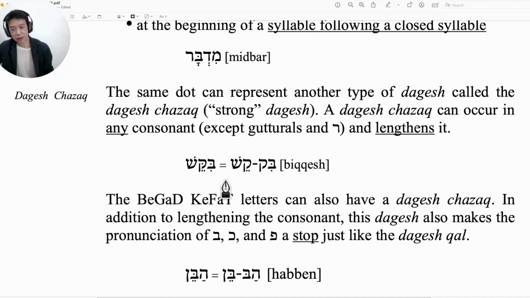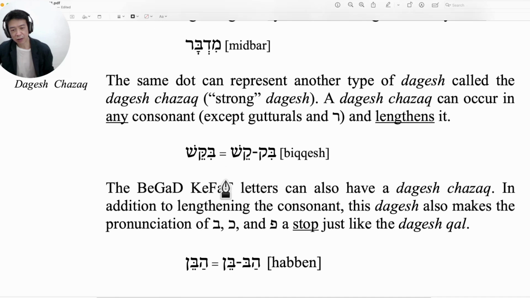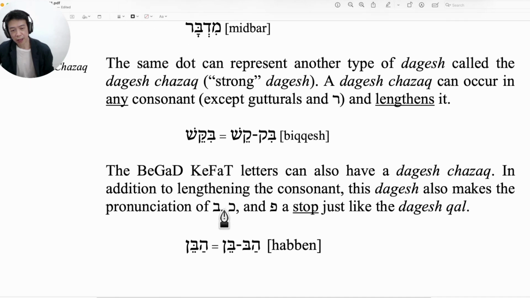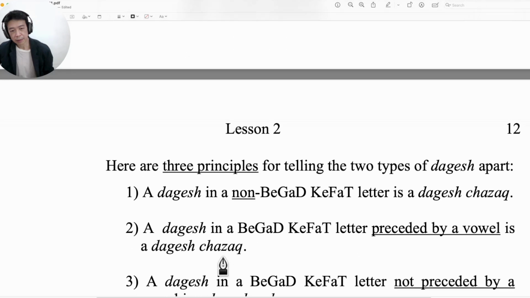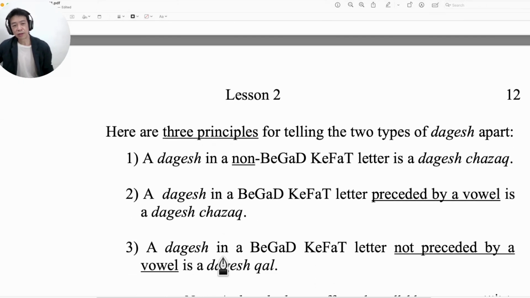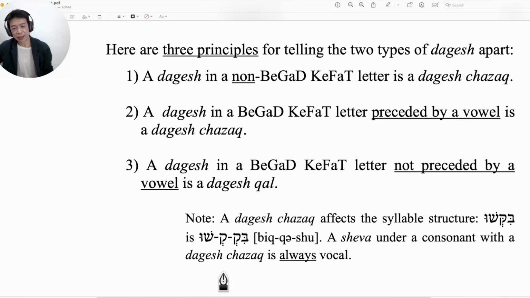The begadkefat letters can also have a dagesh hazak. In addition to lengthening the consonant, the dagesh also makes the pronunciation of bet, kaf, and pe a stop, just like the dagesh kal, as in this word, haben. So there are three principles for telling the two kinds of dagesh apart, and they will be quite clear to you as we continue in these lessons.